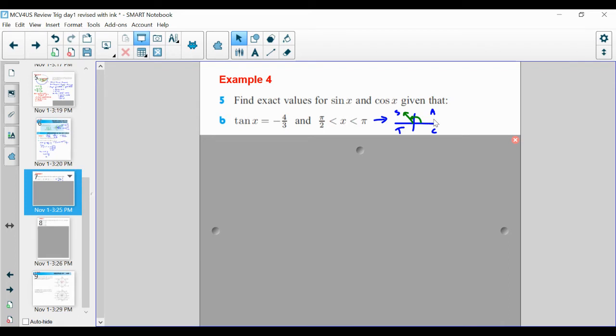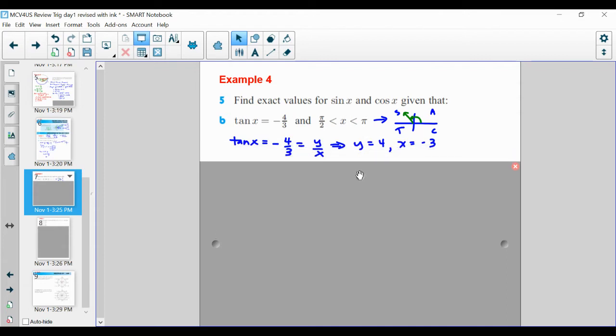And we're going to use the CAST rule to label this, all students take calculus, starting in quadrant 1. So we know in this quadrant sine is positive, but tan will be negative, as it's indicated here. So if we know that tan x is negative 4/3, we know that tan is y over x, so we know that the y is 4 and the x is negative 3. We know the negative goes with the x because of the quadrant that it's in.